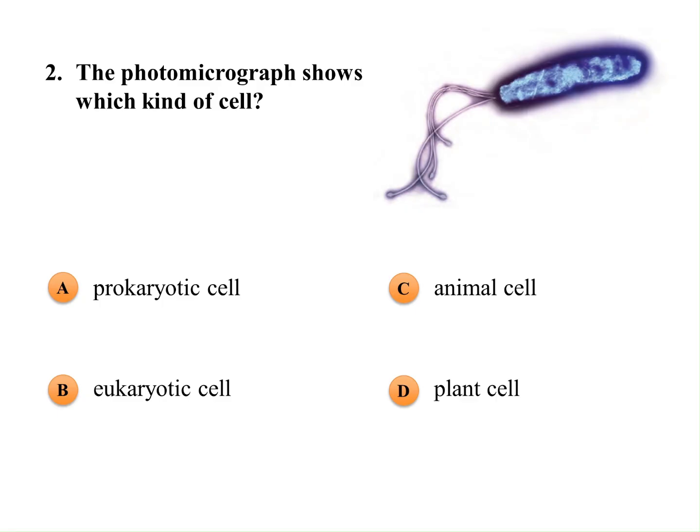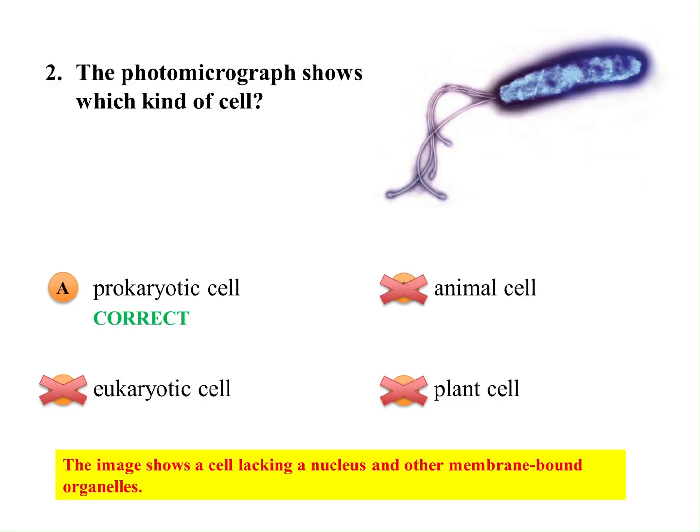The photomicrograph shows which kind of cell? Of course, it's a prokaryotic cell because it shows a cell lacking a nucleus and other membrane-bound organelles.